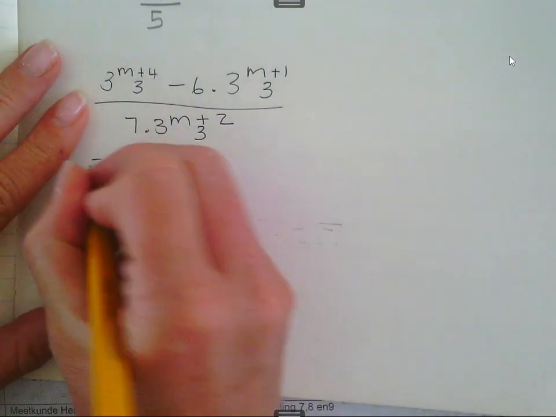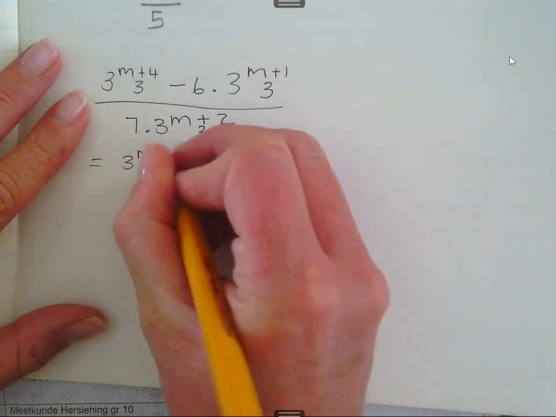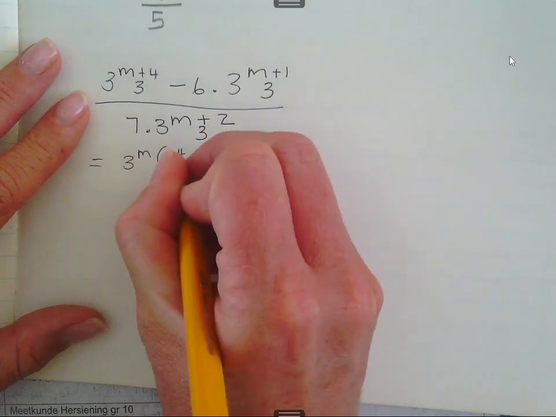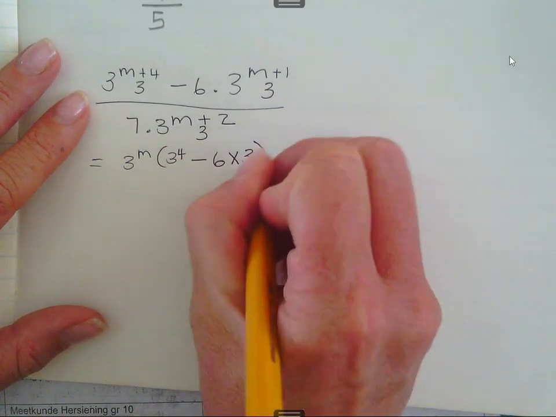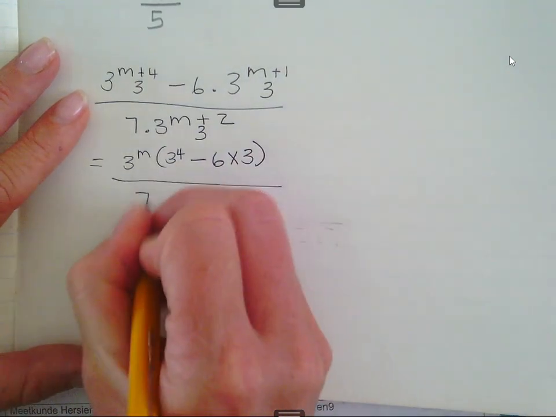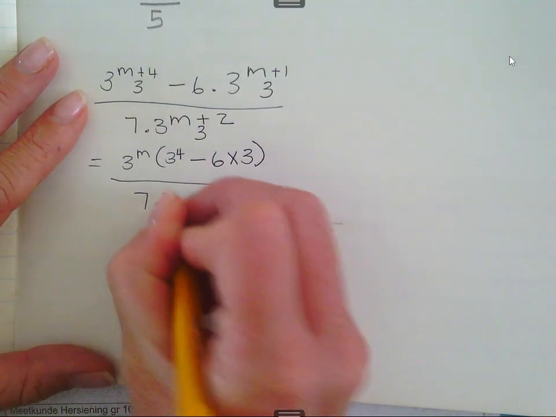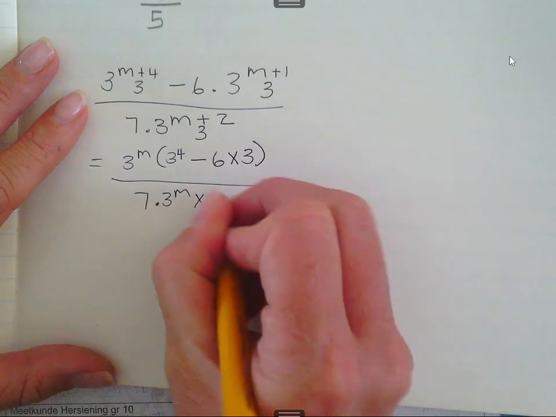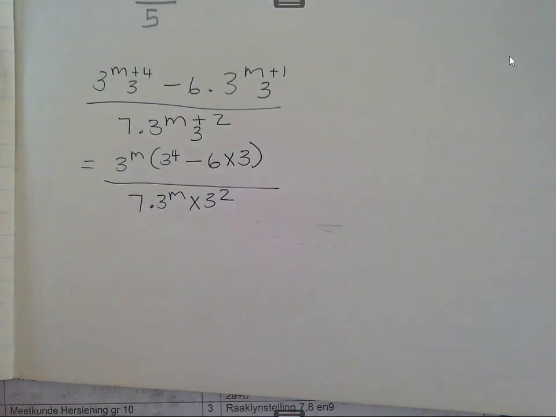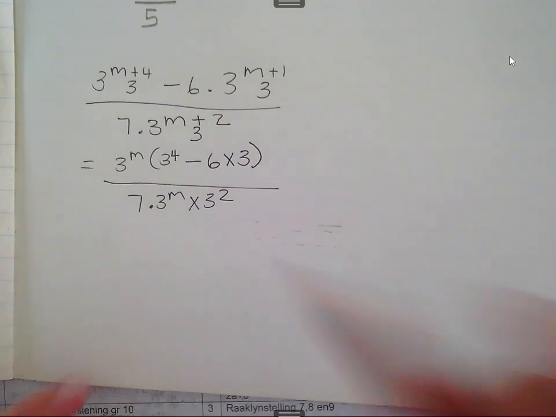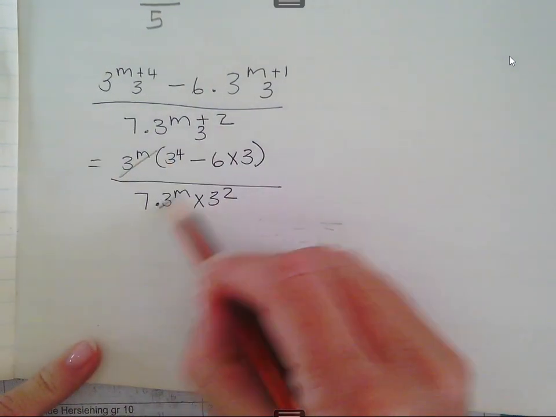Okay. So it's 3 to the power of m, and then what remains is 3 to the power of 4 minus 6 times 3 to the power of 1 over 7 times 3 to the power of m times 3 to the power of 2. Now I can cancel, ne? 3 to the power of m with 3 to the power of m.